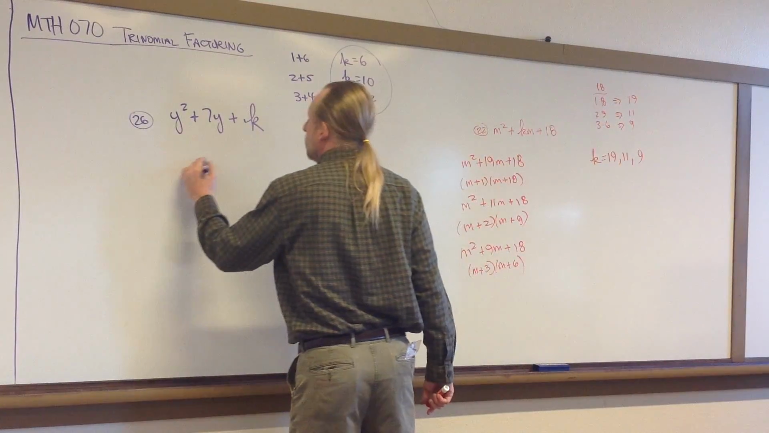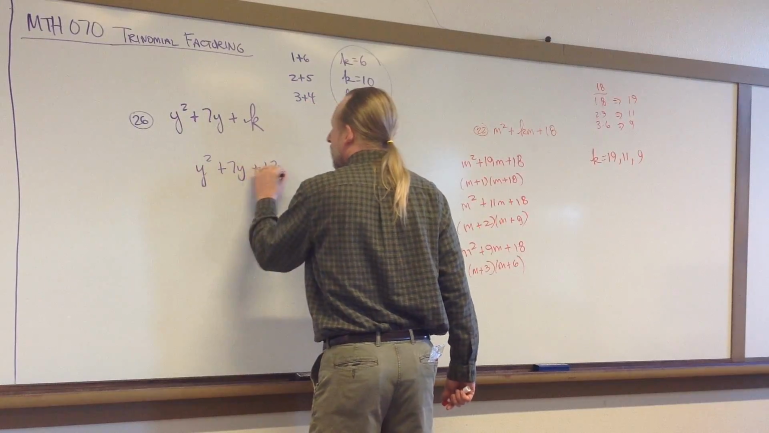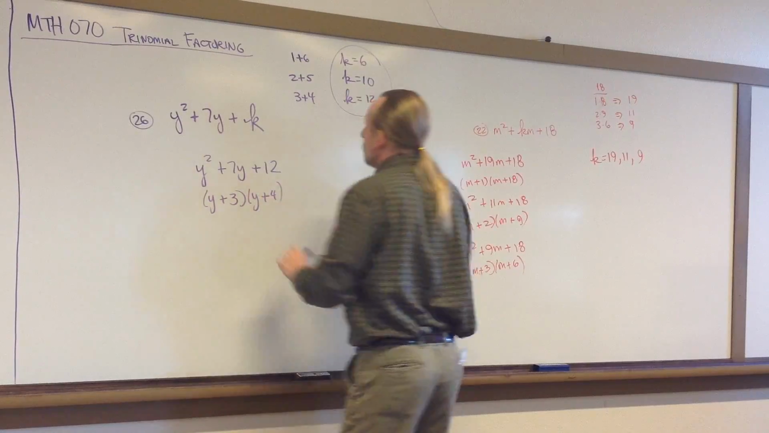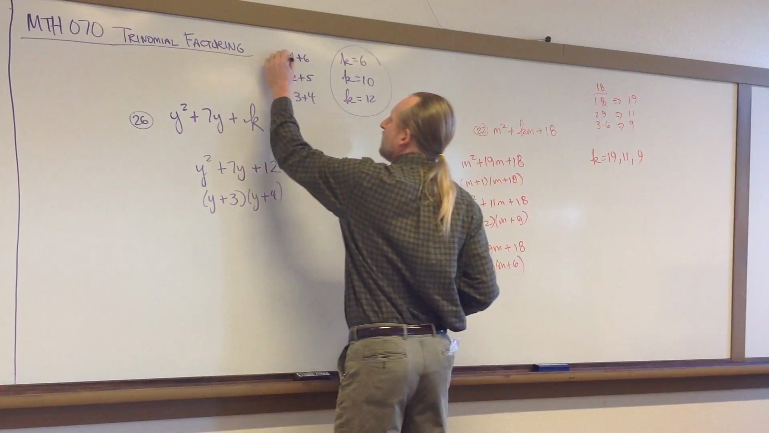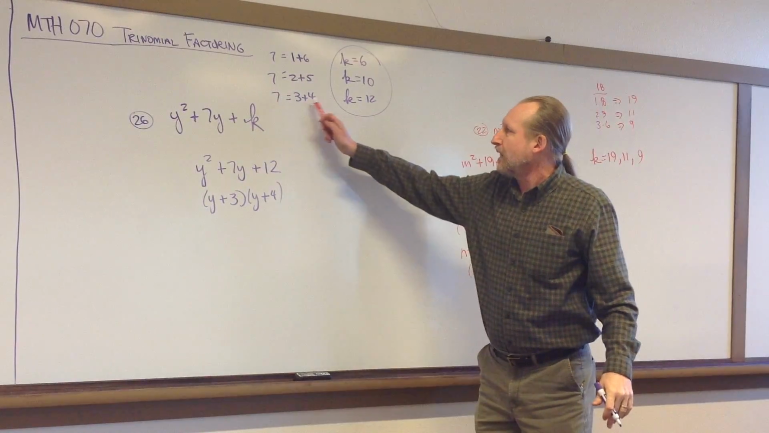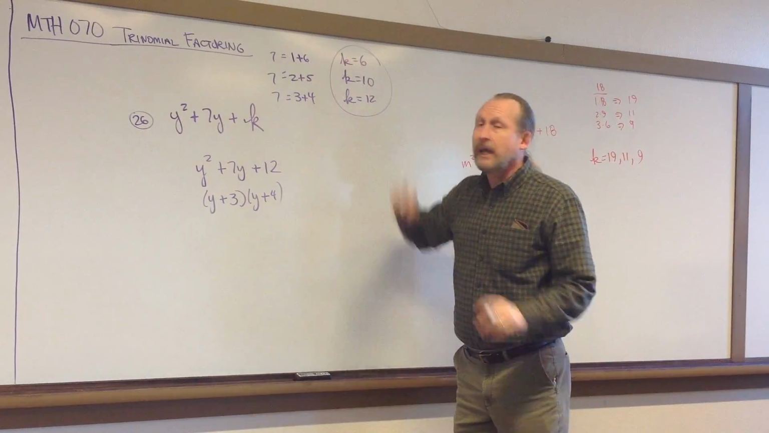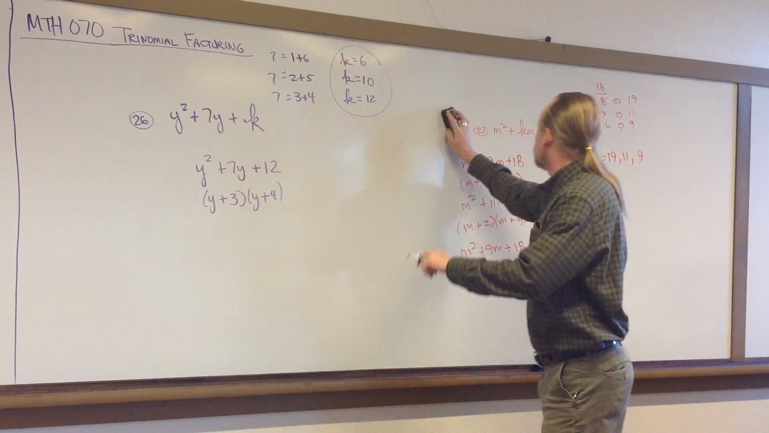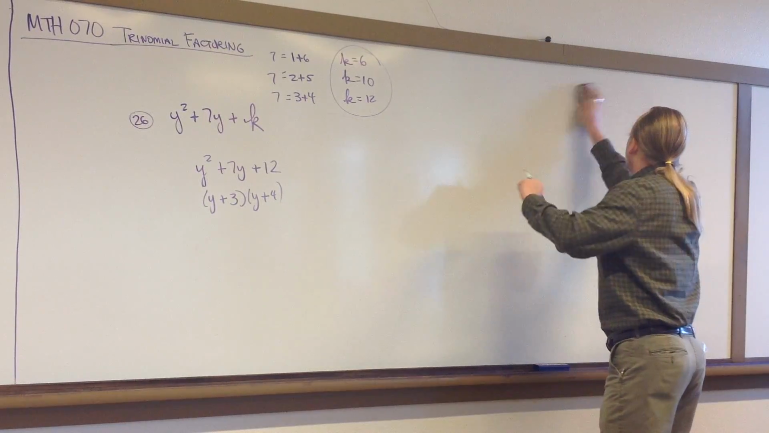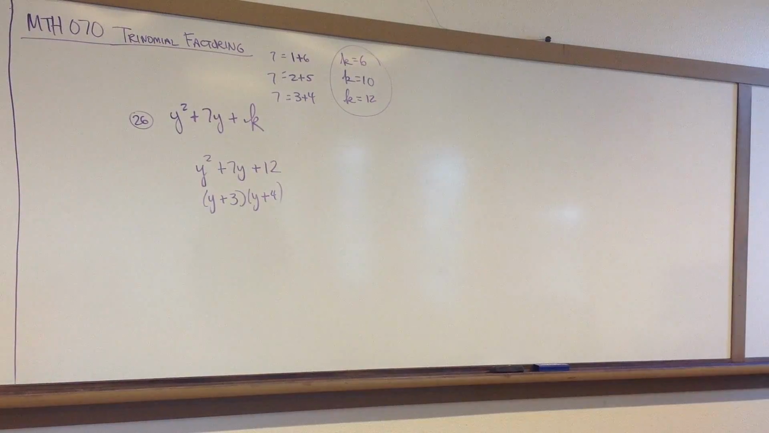So let's look at an example. If the k is 12, then we would get y plus 3 times y plus 4. So that's what I was looking at, the 7 here, breaking it down, and then looking at the product. The 3 times 4 gives you 12, 2 times 5 gives you 10, and the 1 times 6 gives you 6. All right, let's look at 28, and then that'll be it for this assignment.